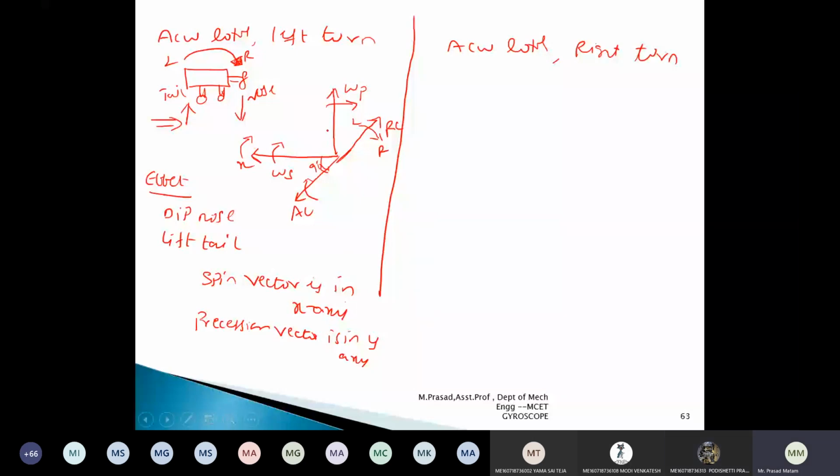Now, the z-axis we need to draw. So I am showing again here, just for this case only, an anti-clockwise rotor taking a left turn. This is my spin vector and this is my precession vector. Now tell me where my z-axis will come. Use the right hand screw rule. Always use the right hand screw rule.